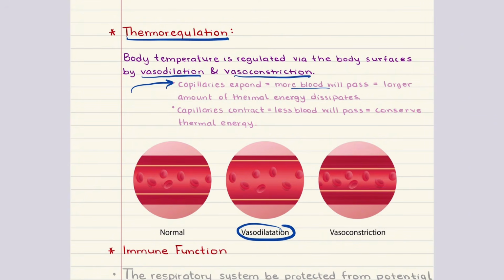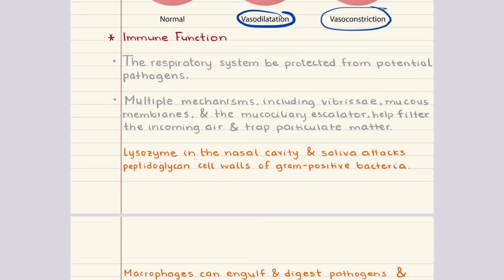Now, when the body needs to conserve heat, like in cold conditions, it triggers vasoconstriction. In this case, the capillaries narrow so that less blood flows near the surface, and that really helps the body retain its thermal energy. So even though we often think of the lungs only for breathing, they can really help regulate body temperature too. Now let's move into the immune function of the respiratory system.